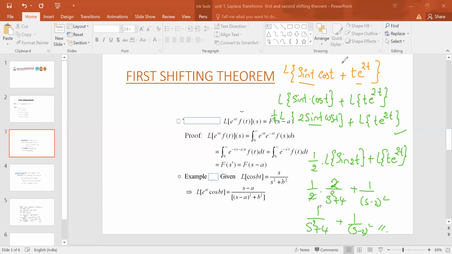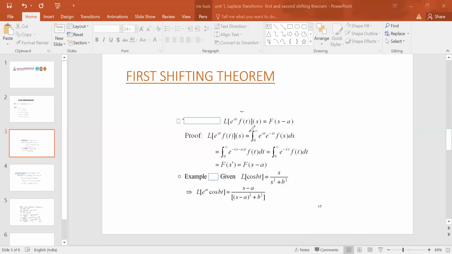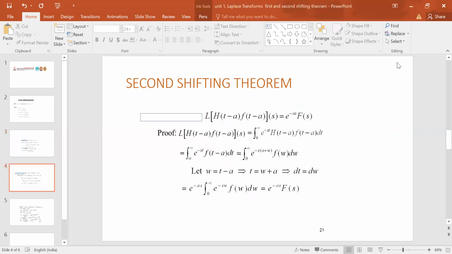Okay, so hereafter let us move on. After learning about the application of the first shifting theorem in the evaluation of the Laplace transformation of the given questions, now let us move on to the second shifting theorem. What does this second shifting theorem mean? Second shifting theorem means Laplace transformation of two functions.